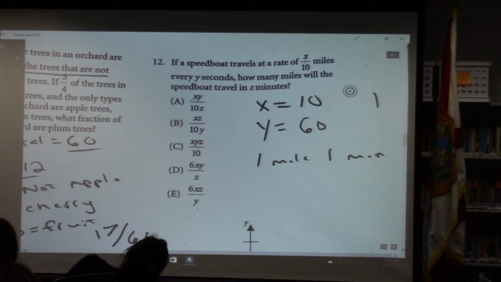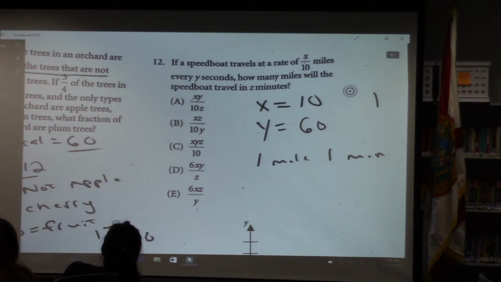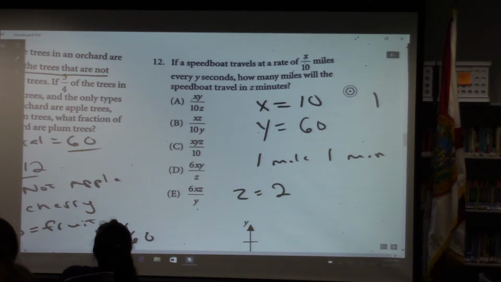So then how many miles will the speedboat travel in? What do you want to make Z? 2. I love it. You guys are on the same page. So how many miles will he travel in 2 minutes?